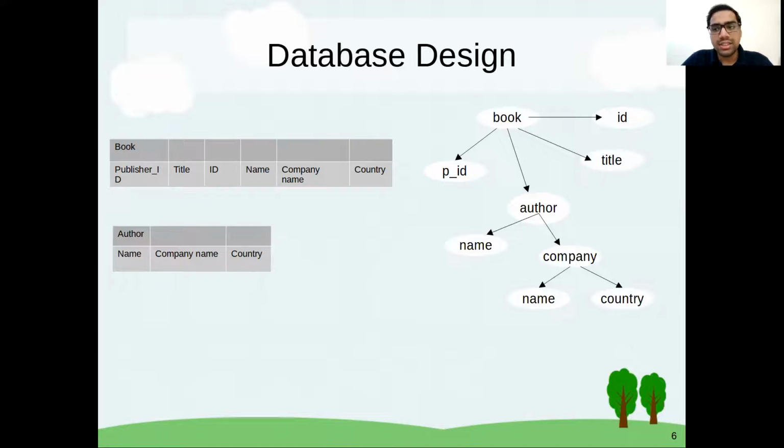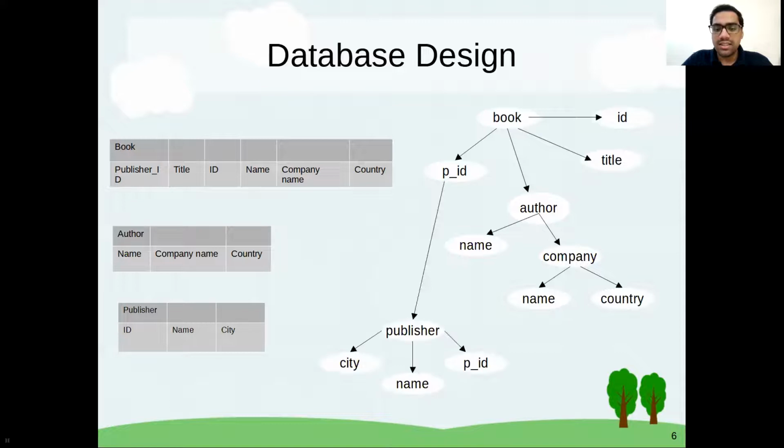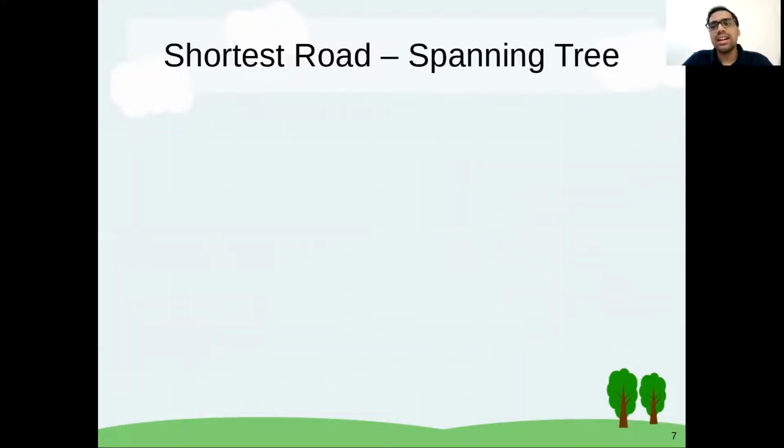And lastly, the third table, which is publisher. If we look, the ID attribute in the book table is a foreign key to the ID attribute in the publisher table. So we can represent it as such. Thus, we have now represented these 3 tables using a tree. Let's go to the next application.